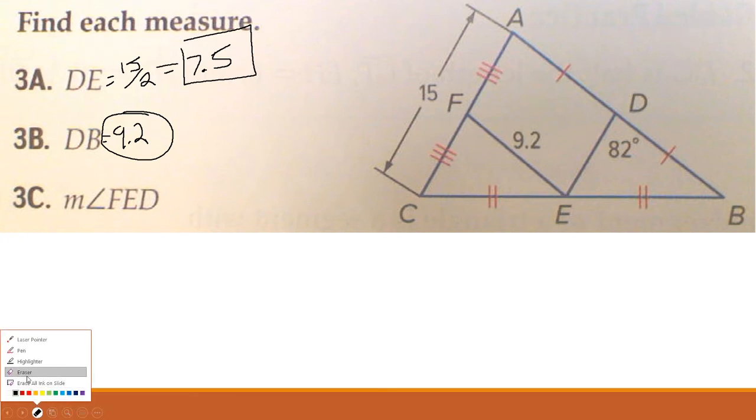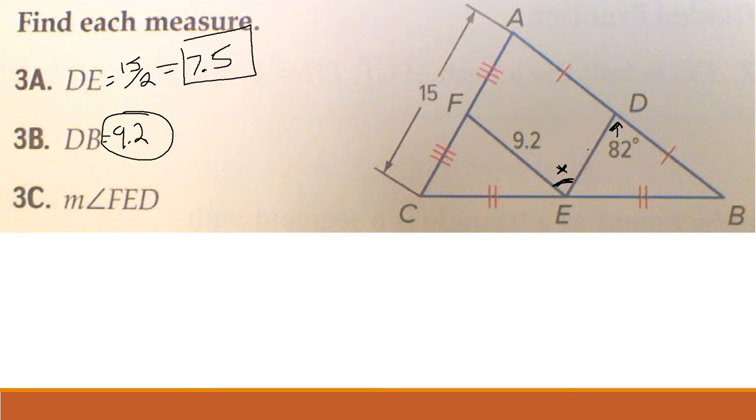FED, which is right down here. They want us to know the measure of this angle. They want us to figure out the measure of this angle. Call it X here. How big is X? Okay, so let's look here. It's going to be kind of hard. Now, I do know that this angle right here is 82 degrees, which is good.